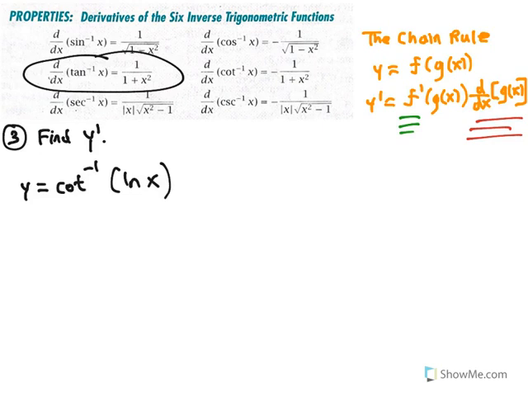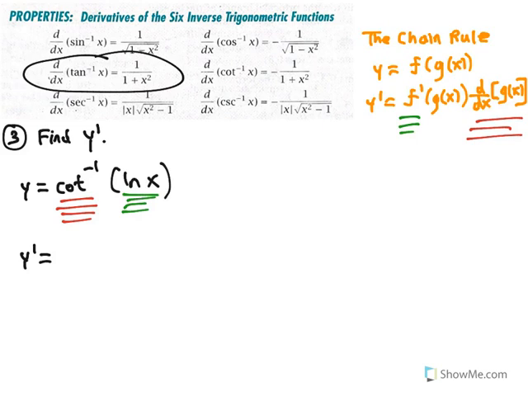Number 3, we have y is equal to the inverse cotangent of natural log of x, and we want to find y prime. And again, you see that we have a composition of 2 functions. The outside function is an inverse trig function, and the inside function is natural log of x. So we use the chain rule. We begin by taking the derivative of the outside function evaluated at the inside function, and then we will have to multiply by the derivative with respect to x of the inside function.